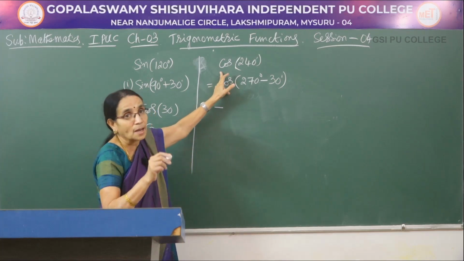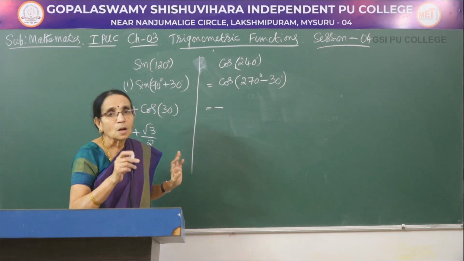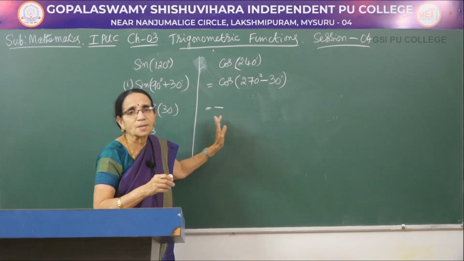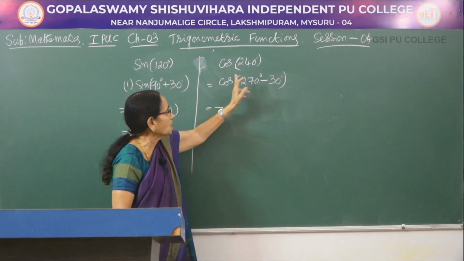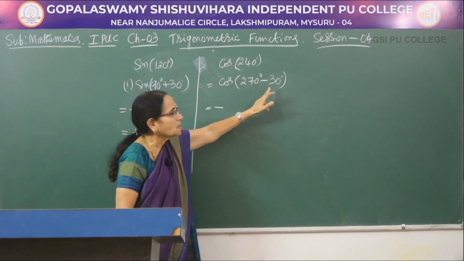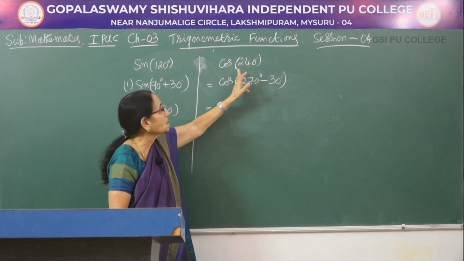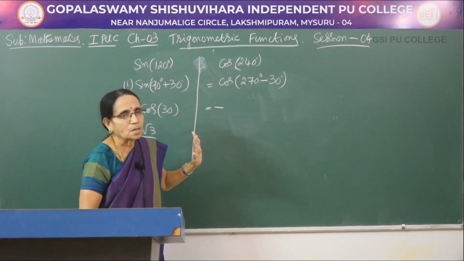Suppose I had given you tan, it would become positive. So you have to be careful about this, because for a 1 mark question, sign is also important. If you write the value correctly but the sign is wrong, you do not get the mark. So, cos of 240 I have written as 270 minus 30, and because the angle is lying in the third quadrant and the ratio we are considering is cosine, it is negative.